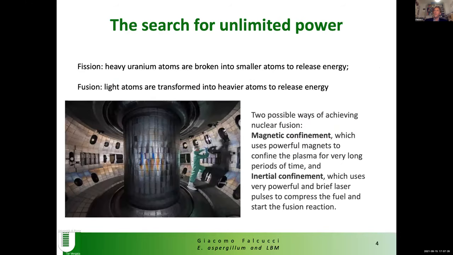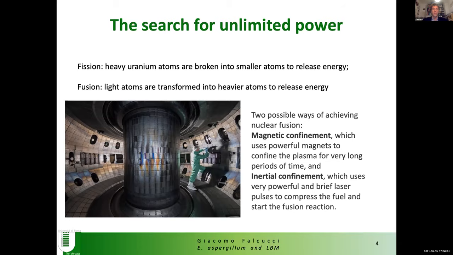Okay, the idea of bringing the sun on Earth is the key to unlimited power. The nuclear energy has been exploited in the last century, and this mainly through fission, in which heavy uranium atoms are broken into smaller ones with the release of energy, while fusion is the opposite process, in which lighter atoms are fused together to produce heavier atoms, and release energy.